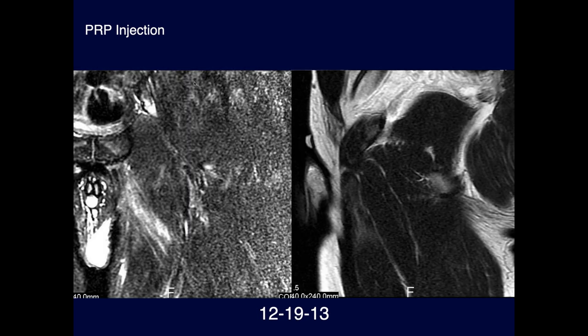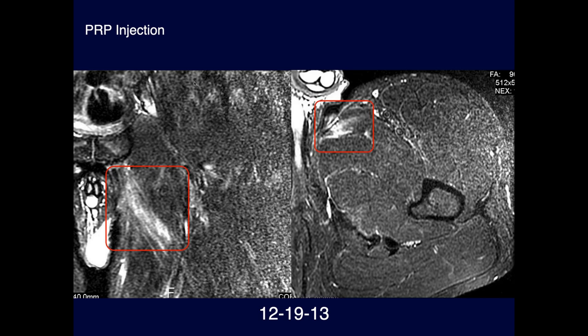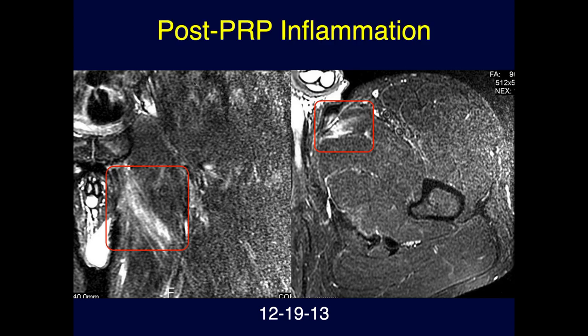And this is what the MR scan looks like. There's definitely more increased signal now within the adductor longus. This looks like a partial tear. And I think they just injected the strain. And so you'll see a lot of confusion about PRP, and there are a lot of reasons for that. Basically, there have been many very small, very poorly controlled studies that have been published looking at PRP.